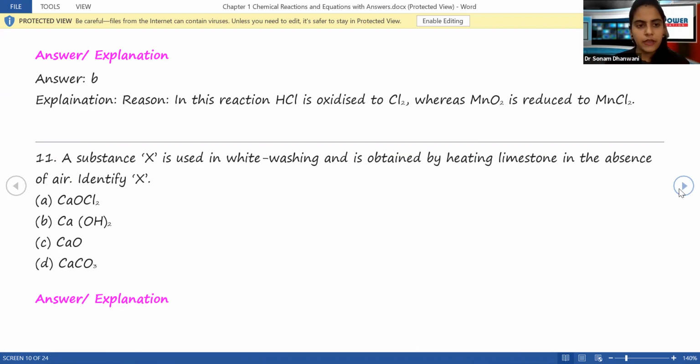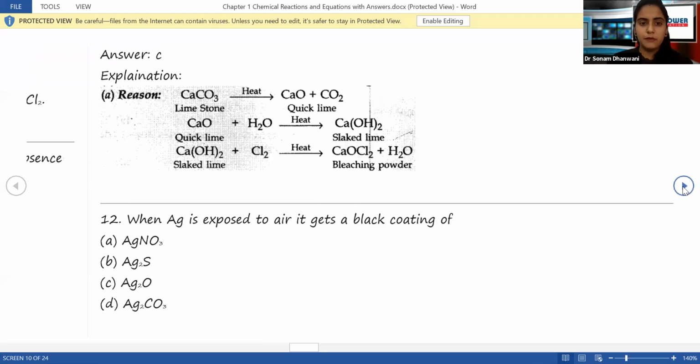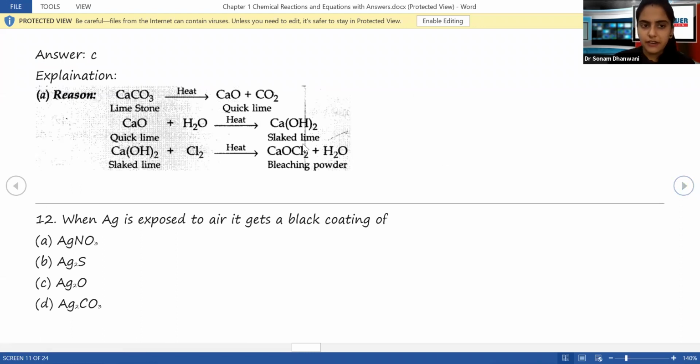Okay? Yes, going ahead. Substance X is used in whitewashing and is obtained by heating limestone in the absence of air. Identify X. Yes, what is X going to be? We have studied about this earlier also. It is bleaching powder, right? We have studied about this reaction earlier as well. Limestone in the presence of heat will turn into quicklime, and then when quicklime combines with water it will form slaked lime, and then slaked lime with chlorine gas will form bleaching powder, which is CaOCl2.